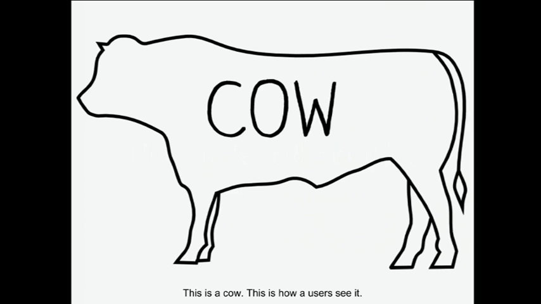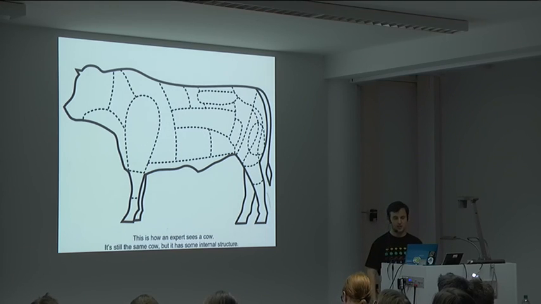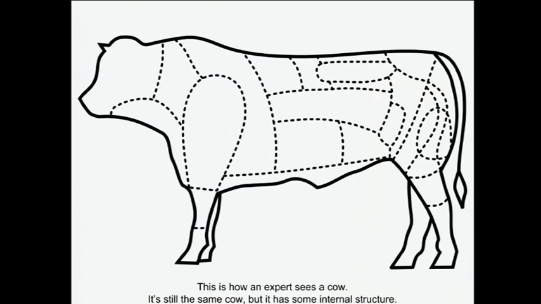So now let's talk about something different. Cow. This is a cow. Well, this is how users and normal people, standard people see it. This is how an expert sees a cow. Still the same cow, but it just has some internal structure.